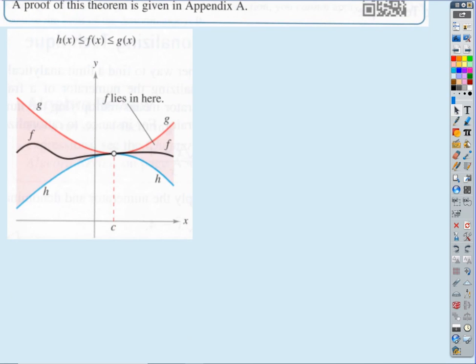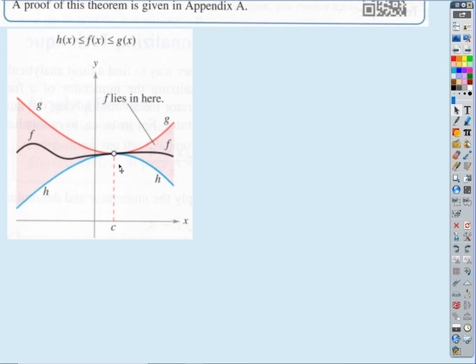So we said that f of x was bracketed between h of x, the ceiling function, and g of x, the floor function. It's bracketed between those two functions everywhere on some open interval containing c except possibly at c itself. So one or more of those three functions might actually have a hole at x equals c. We don't care. We're just taking a limit.